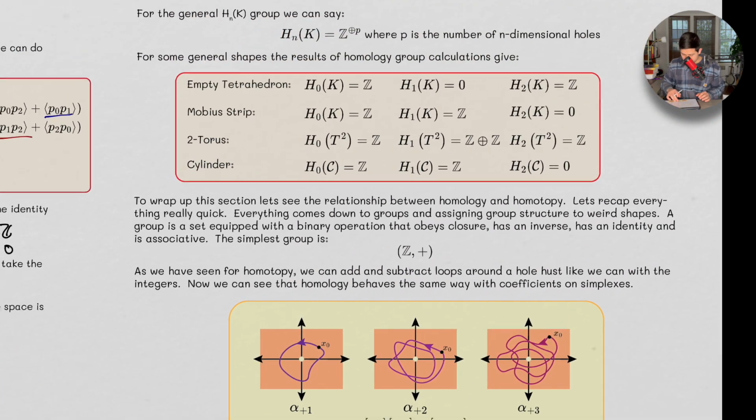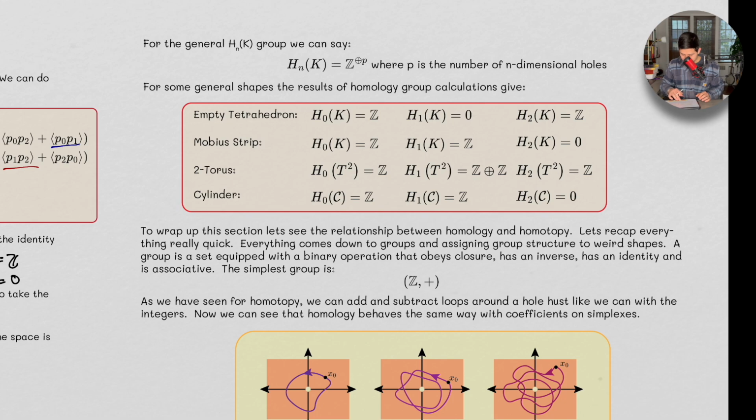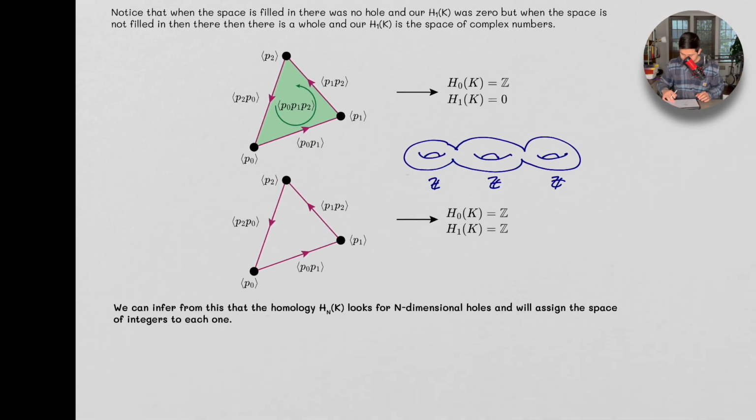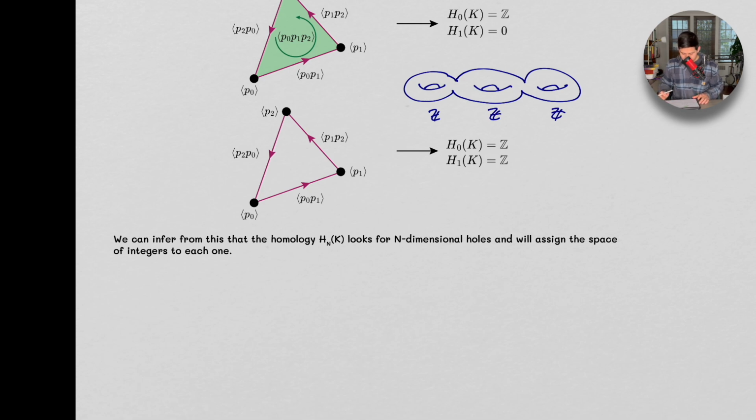I have a diagram up here. All right. And we can infer this from that. We can infer that from the homology of H_n of K, this looks for n-dimensional holes and will assign the space of integers to each one.